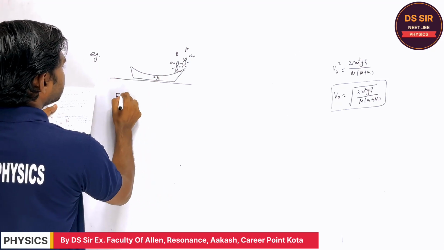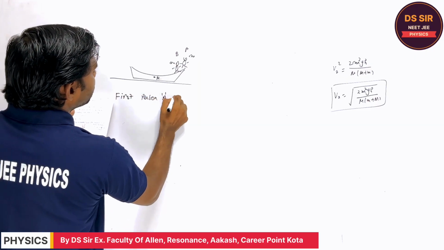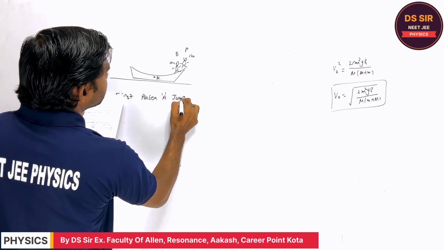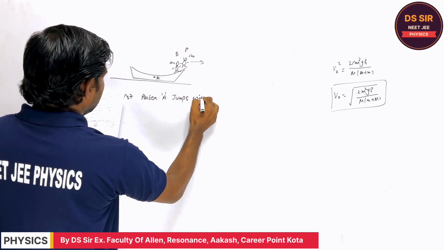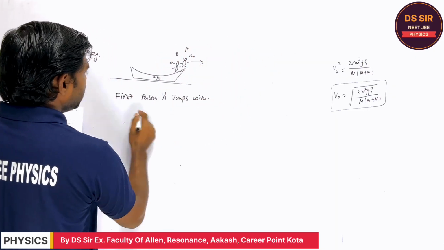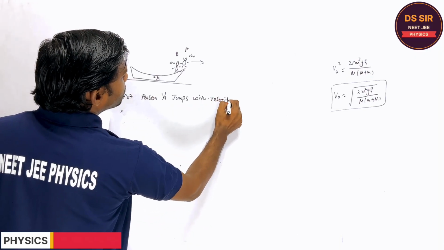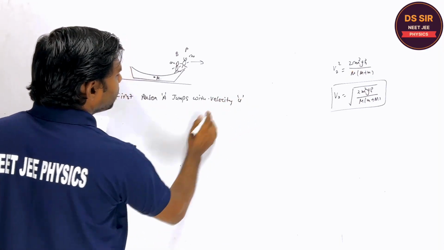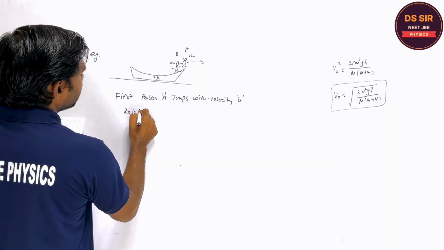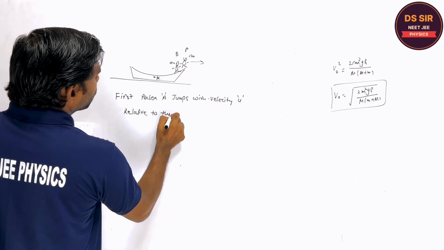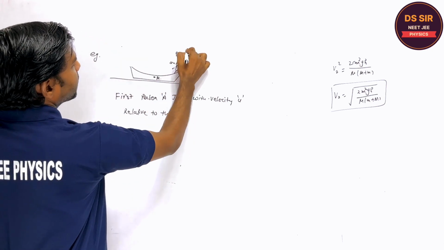First, person A jumps with velocity u, relative to the boat. Initially the system is at rest.